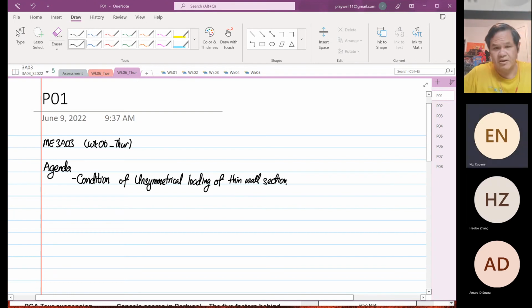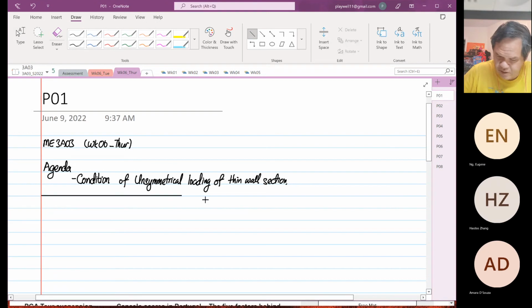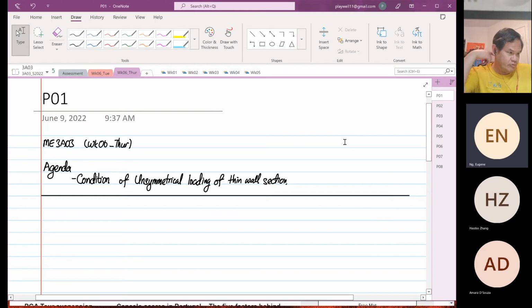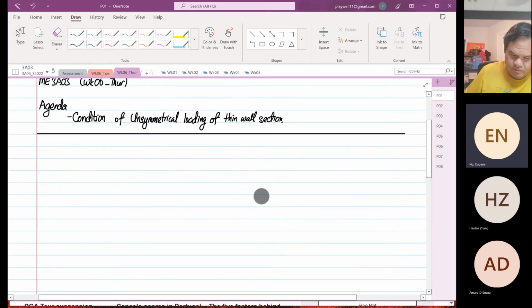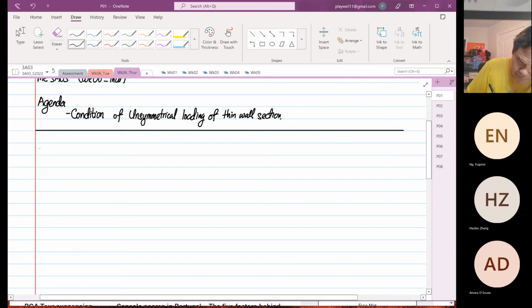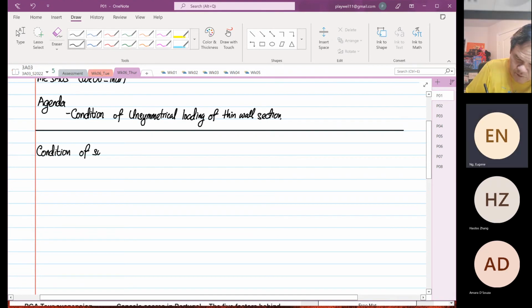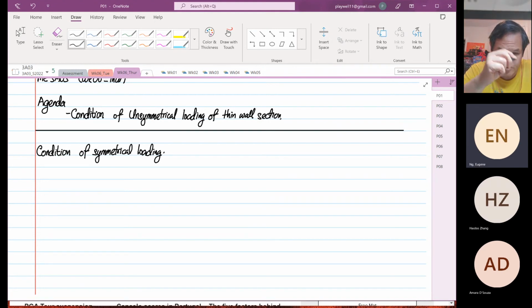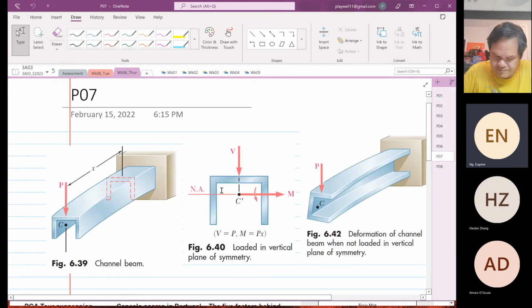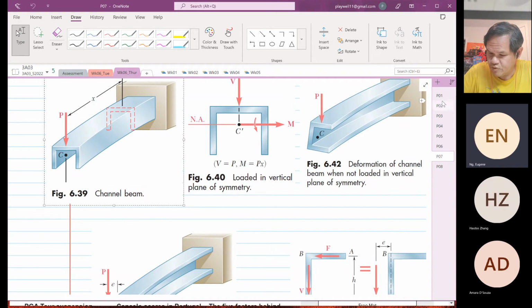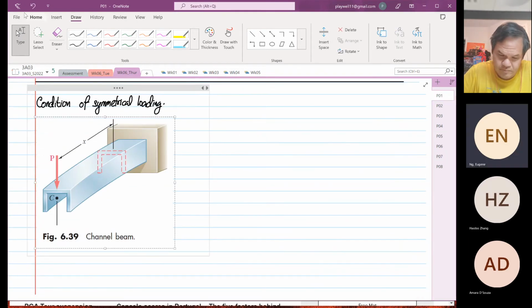Okay, so this is the last topic that we're going to do on shearing stress. And it's not that difficult at all. The difficult part was the thin wall. So we're going to look at the condition of symmetrical loading. I'm going to show you what we mean by symmetrical first, then later on you can see the difference between symmetrical and unsymmetrical. I posted all these diagrams on Avenue to Learn. You should download them.